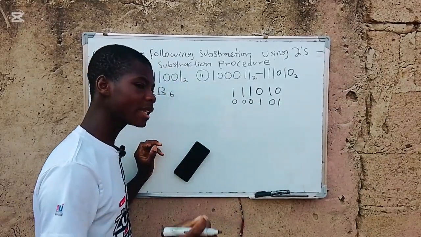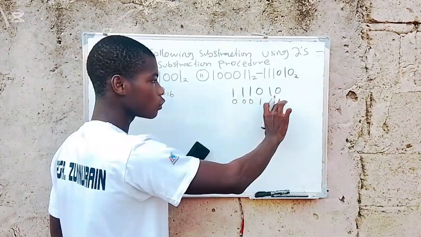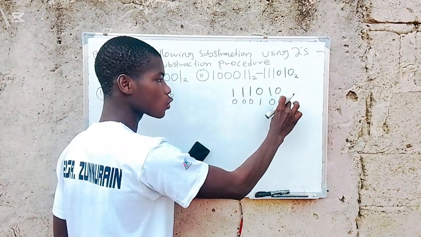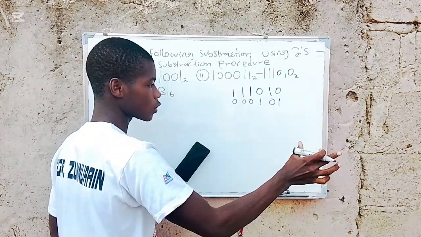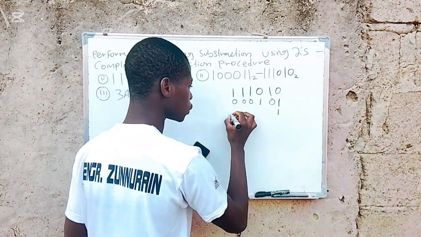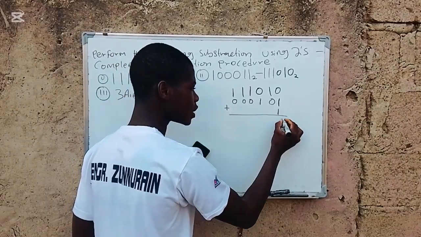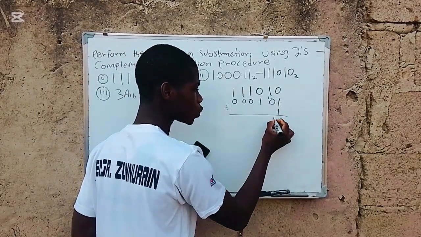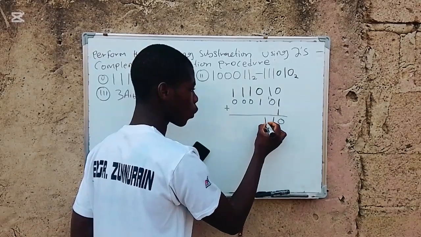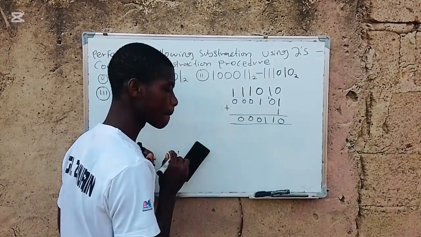First complement by interchanging the value of 1 to become 0, the value of 0 to become 1. As you can see, 0 becomes 1, 1 becomes 0, 0 becomes 1. That's all. So I have to add the value of 1. So 1 plus 1 is 0 with the carry of 1. 1 plus 0 is 1. 1 plus 0, 1, 0 plus 0, 0, 0 plus 0, 0 plus 0, 0.